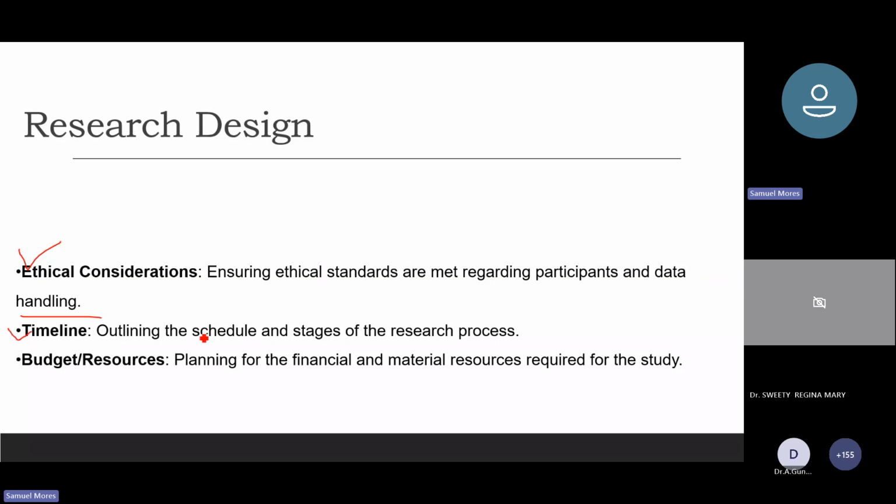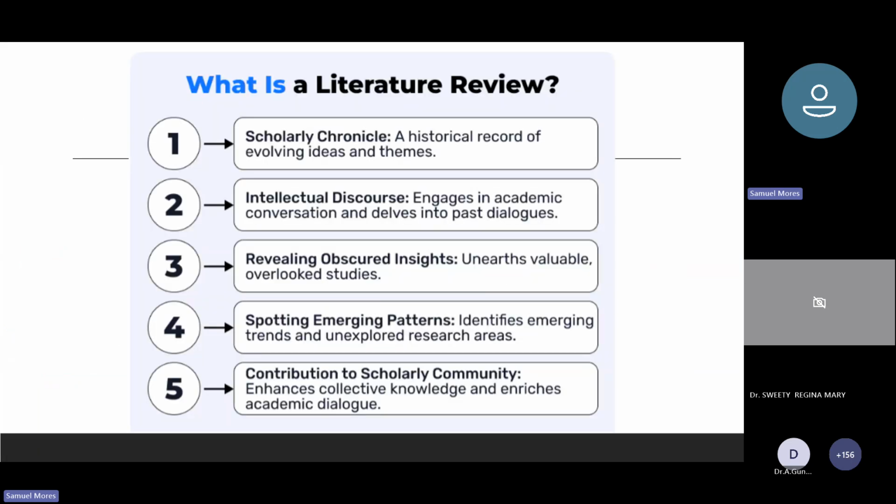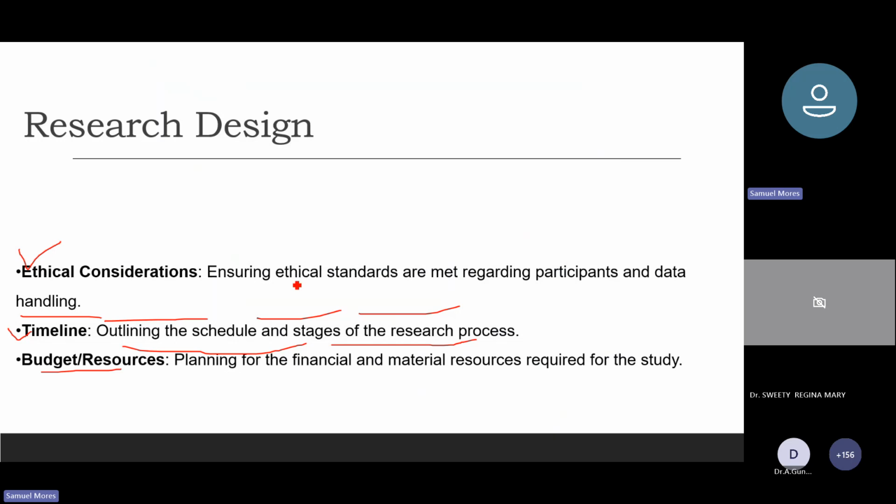Timeline also you can mention: what stages are there in the research, and in each stage what things are done, what is part of that particular research step. You outline the entire steps in the research. That is also part of research design. This is not mandatory. Budget and resources, I have explained already. This is also not mandatory, but some research calls for mentioning budgets and resources. So far, any questions?